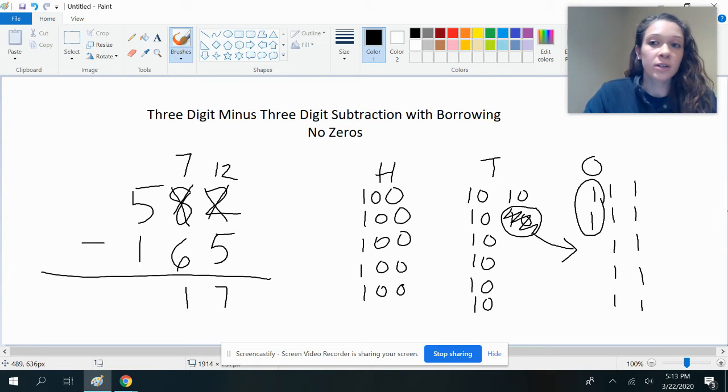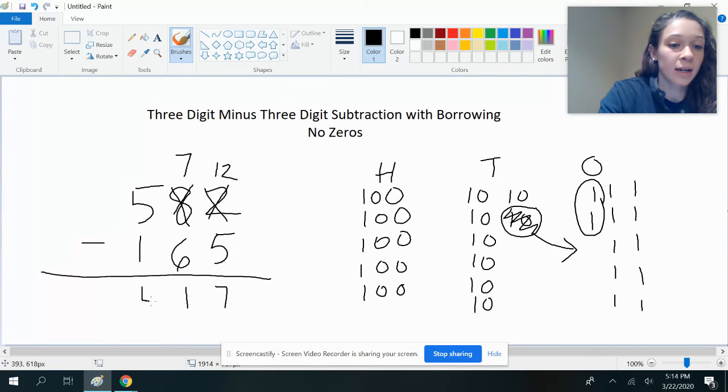And now let's look at the hundreds place. I have 5 hundreds, take away 1. So 5 minus 1 is 4. So we can just go ahead and write that in our hundreds place, okay?